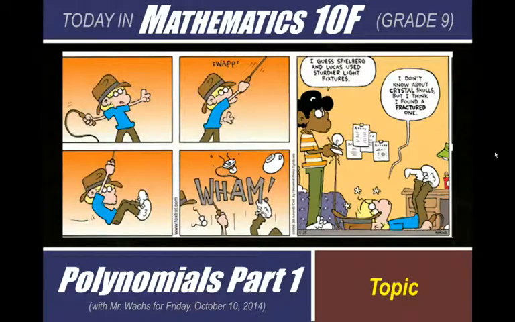Look at polynomials, part 1. So just so you know, this is a much larger unit, okay? It is a very heavy algebraic unit. So there's going to be lots of this solving for x type stuff.